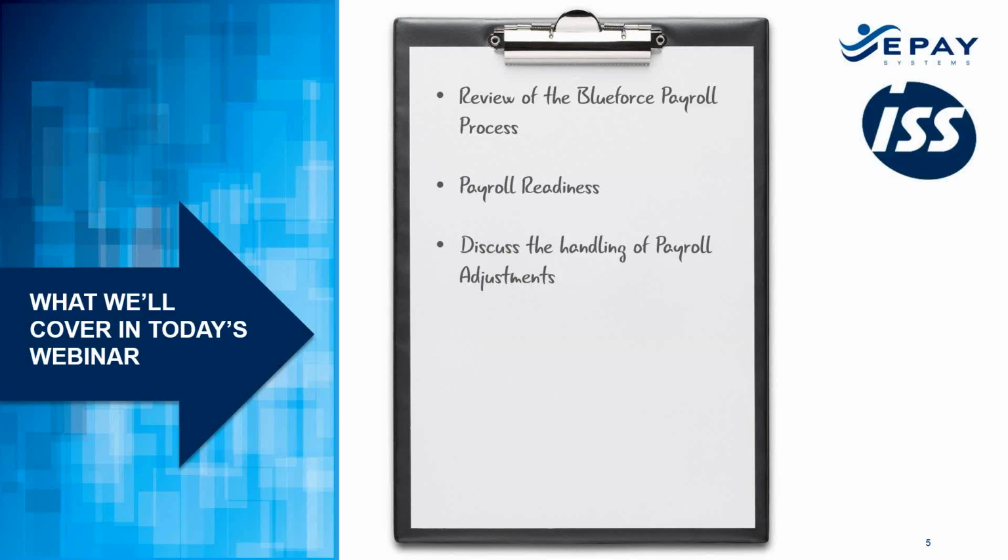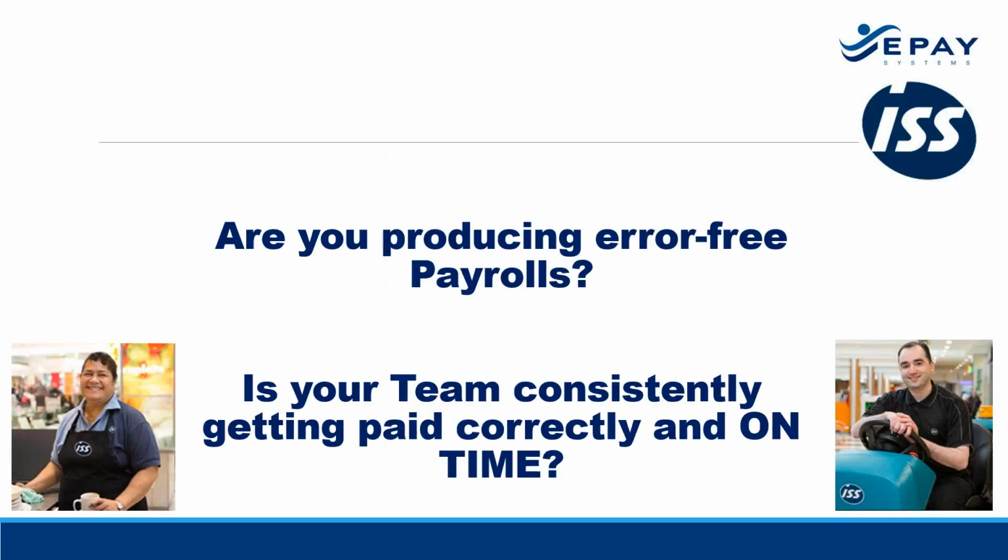Actually, I want to start off with a quick question. The question was the same question I posed to everyone in that ePay update: are you producing error-free payrolls? And secondly, is your team consistently getting paid correctly and on time? So the theme for today's session, we'll be focusing on answering these two questions. How can we create an error-free payroll? And more so, how can we guarantee that our team is consistently getting paid? So we're going to go through a couple things before we go into the actual how to create a manual timesheet, because if we get these corrected upfront, we obviously will not need to do a manual timesheet if we get things right on the front end of it.